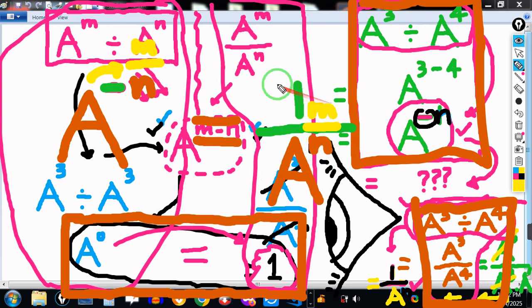But of course, the 1 over is for the negative. Anytime you see the negative sign, it is 1 over. When the power there is negative, it must be 1 over. No doubt about that.